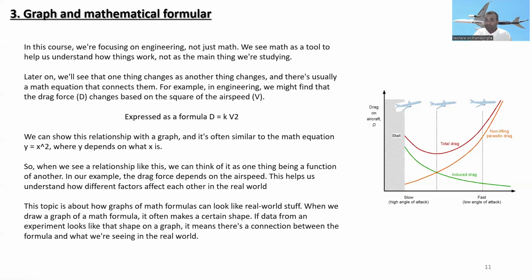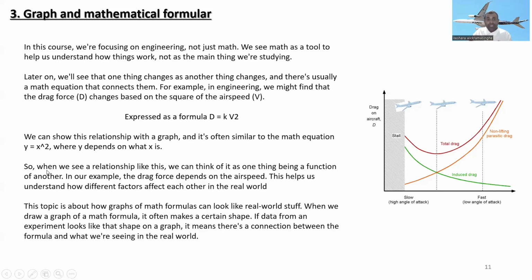For example, in engineering, we might find that the drag force D changes based on the square of the air speed. We can express it as a formula like D equals K times V squared. We can show this relationship with a graph, and it is often similar to maths equations like y equals x squared. Here you can see there's no multiplication constant, right? You can see y equals x squared, where y depends on what x is.